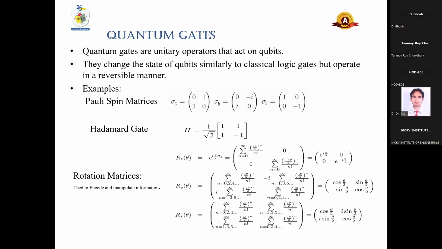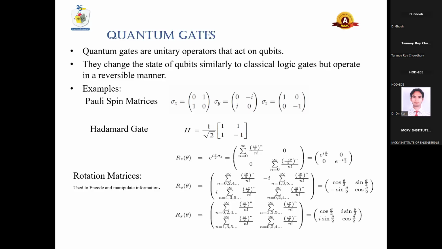And the basic difference, again, I would not go very deep into it because it would take a day long if I go into the discussion of what unitary operators are. The basic difference between quantum gates and classical gates is that quantum gates are reversible.